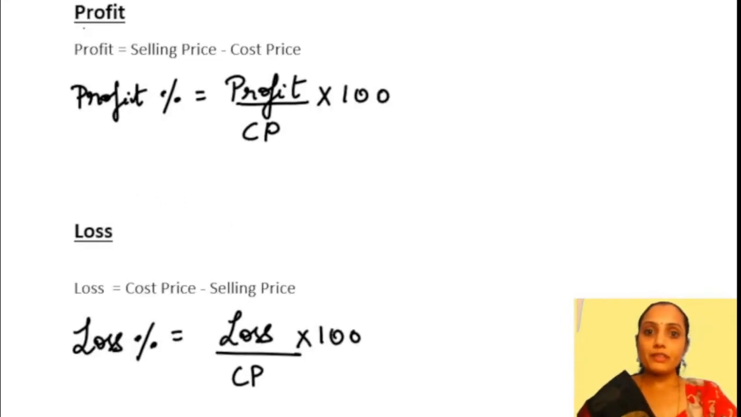So to summarize, we have profit as selling price, which is going to be greater, selling price minus cost price, and percentage profit will be whatever the profit is divided by the cost price into 100. The loss in the same way: cost price is greater than the selling price, so cost price minus selling price will give the loss, and loss divided by cost price into 100 is the loss percentage.